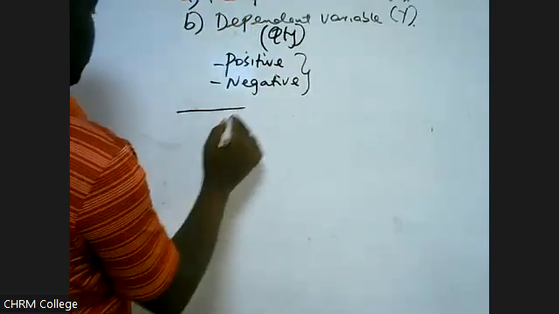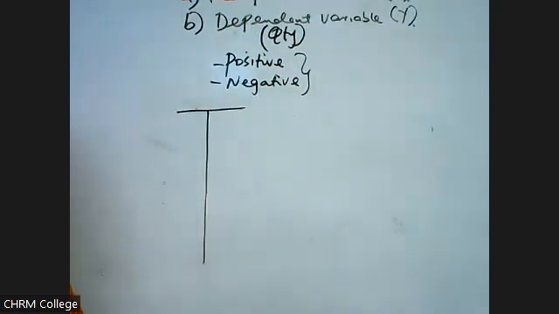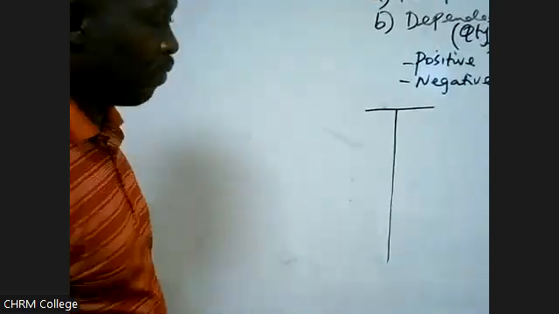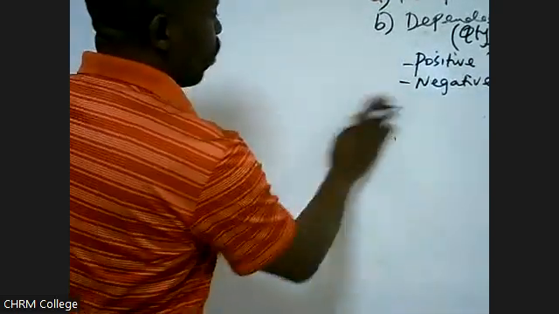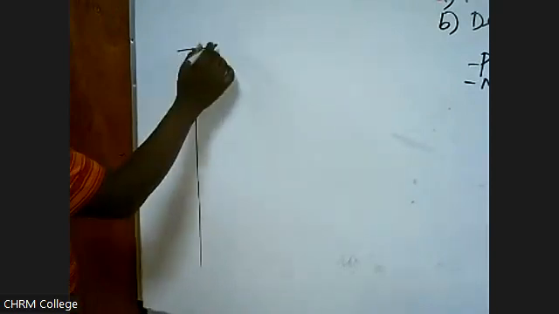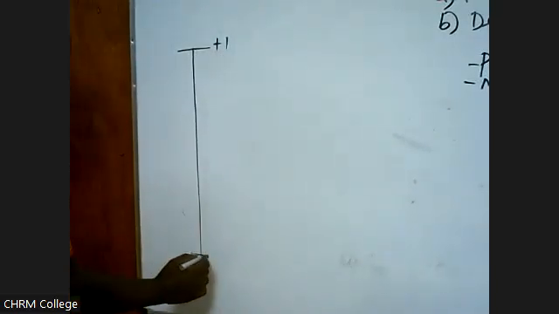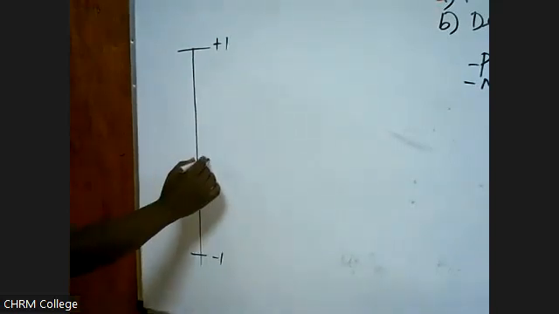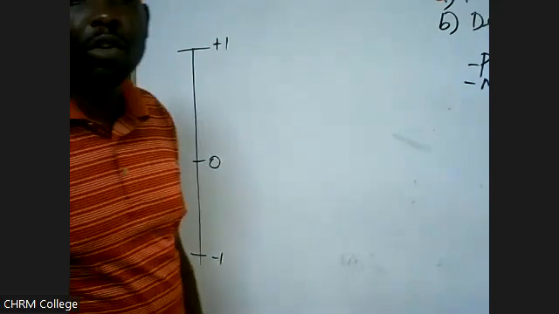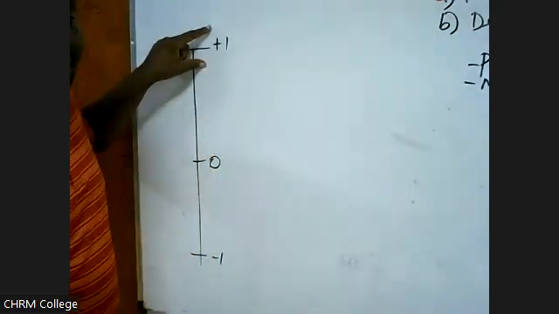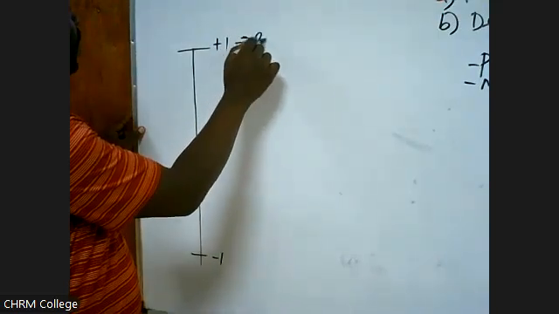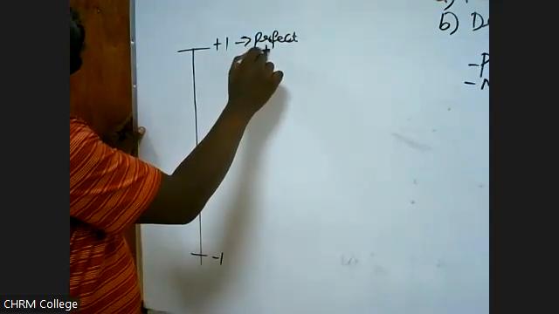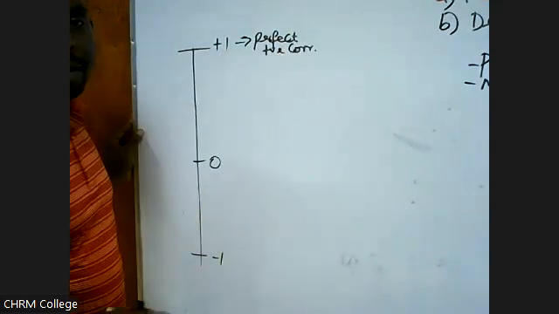Then you also need to understand the level of correlation, or the correlation coefficient. The correlation coefficient, or the value of correlation, can have a maximum of +1 and a minimum of -1. In between that, we have 0. So the highest correlation that can exist is +1. The lowest correlation that you can have is -1. Then this one means it is a perfect positive correlation.